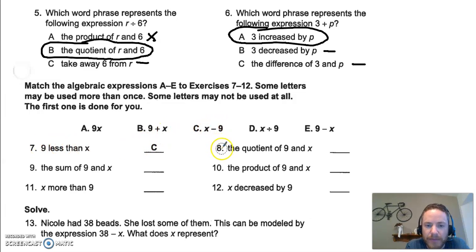I'm on number 8 now. Number 8 reads, the quotient of 9 and x. Quotient is the solution to a division problem. The answer is D. I'm on number 9. The sum of 9 and x. The word sum is the solution to an addition problem. The answer is B. I'm on number 10. The product of 9 and x. The word product is the answer to a multiplication problem.